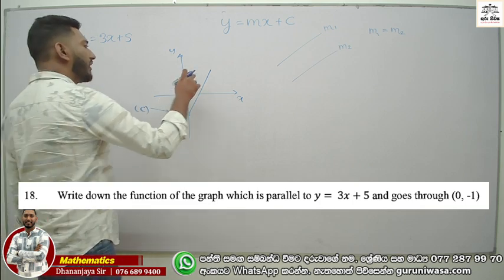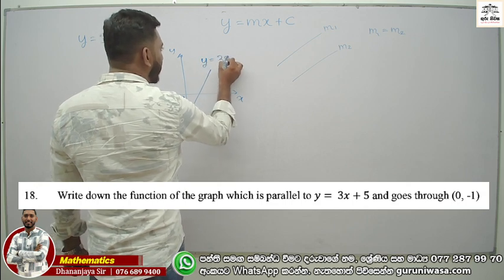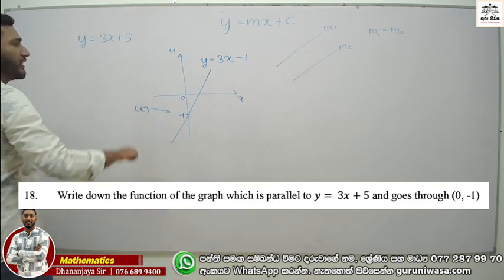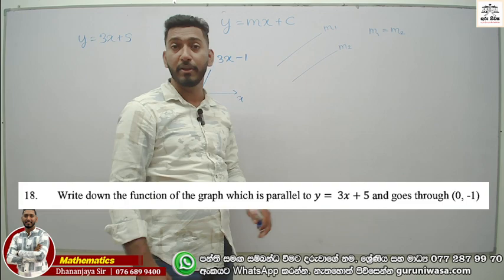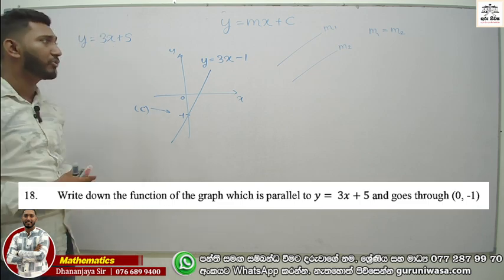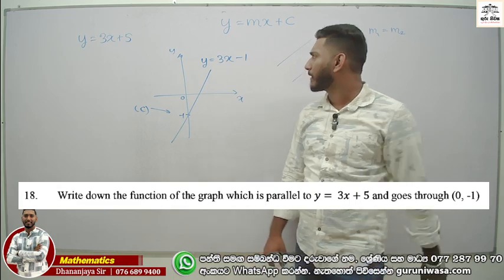And what is the equation of this graph now? y should be equal to 3x minus 1, because this one is 3x, and that one is parallel to the other. The answer is y equals 3x minus 1. Did everyone understand?